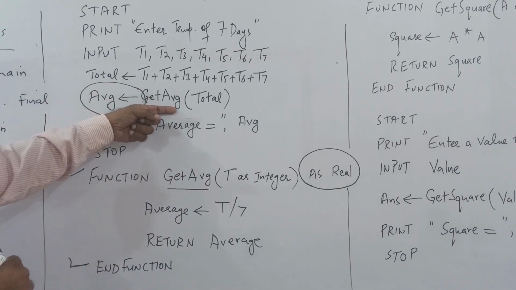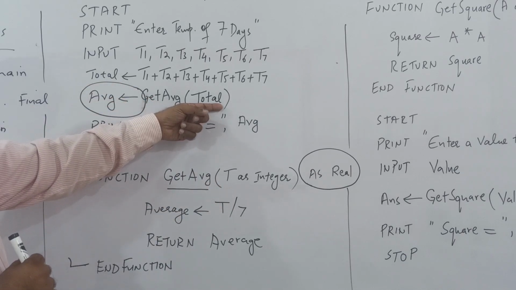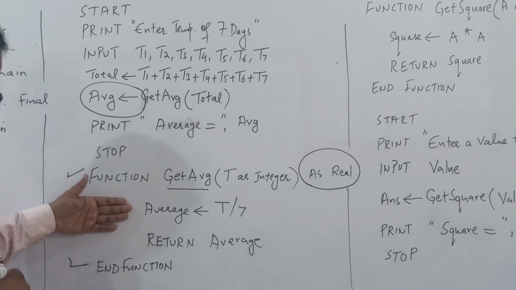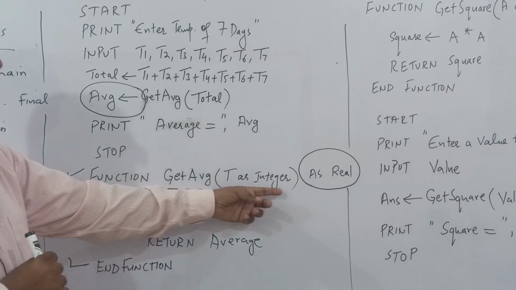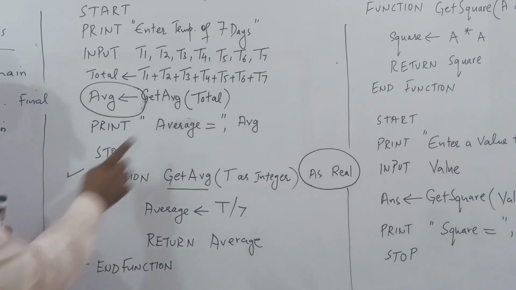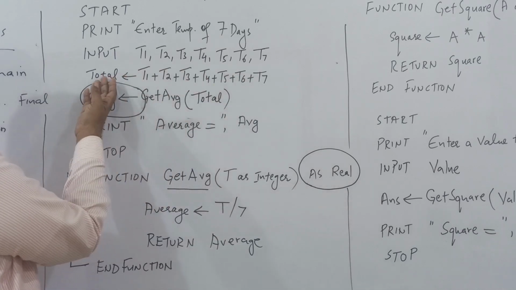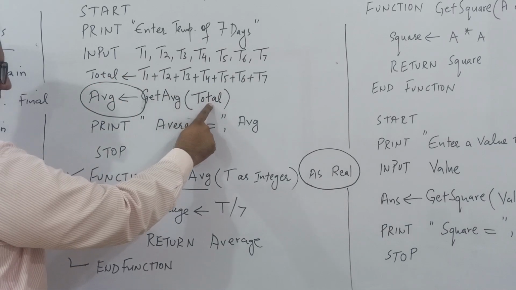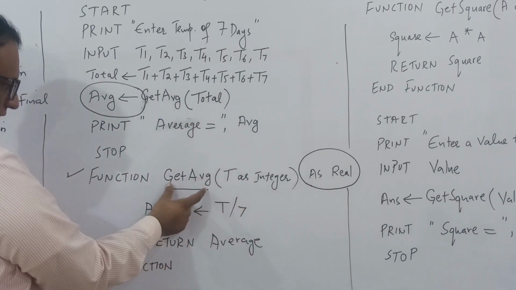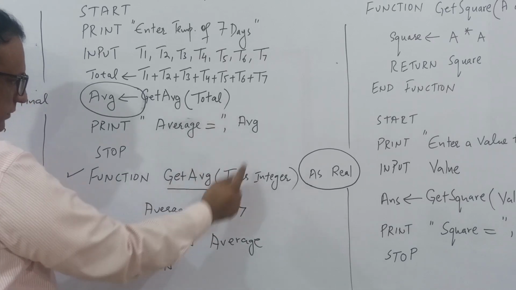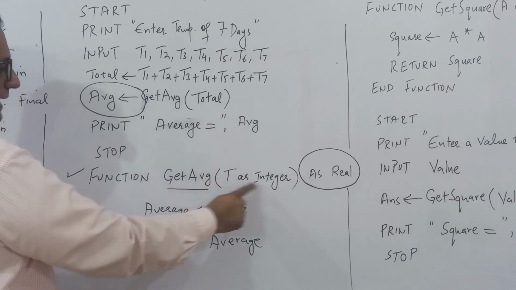You have called the function, you have given it a variable value, and when we come to the function, it has a name and it has a data type. Suppose the answer is 100 in the total. When this 100 comes into this function, this total becomes t as integer.